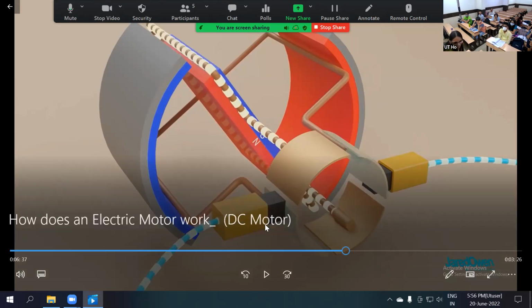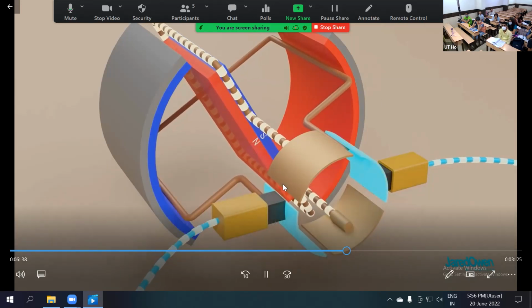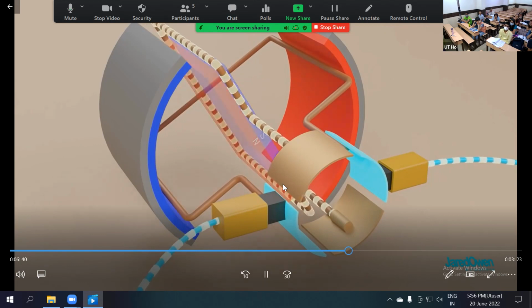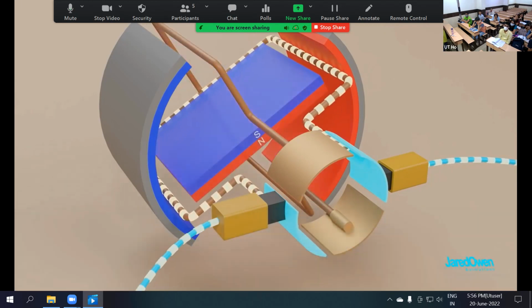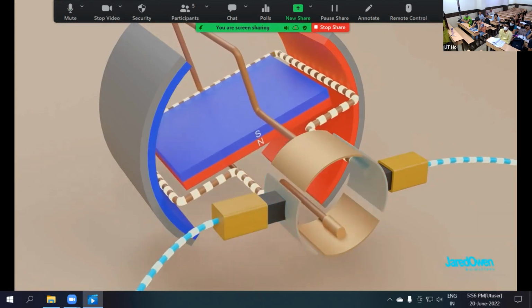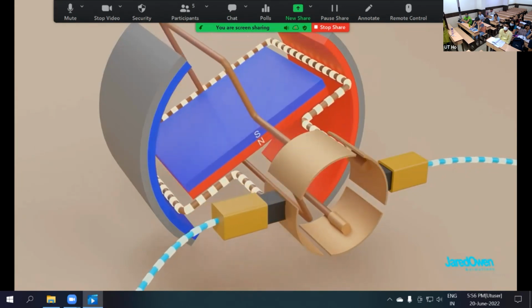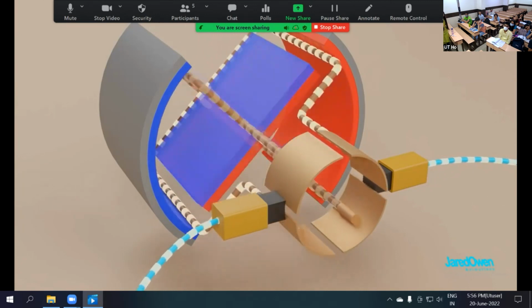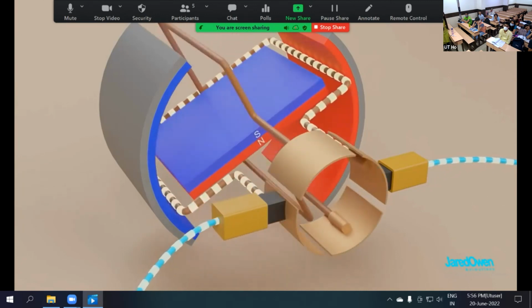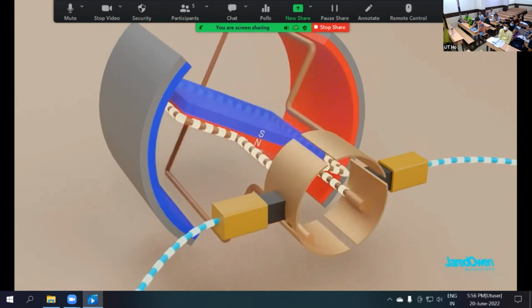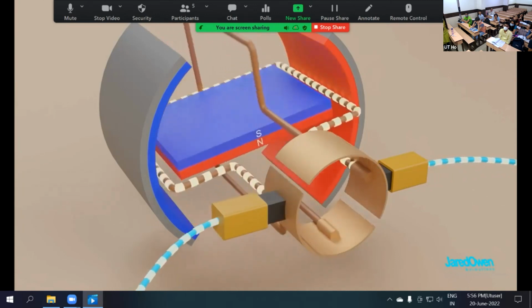Back to the next pair of commutator segments, which means this loop turns off and the next loop turns on. Now this electromagnet wants to spin. The brushes switch contact and the next loop turns on. This keeps happening as our motor spins. It's almost like the loops will take turns being an electromagnet.